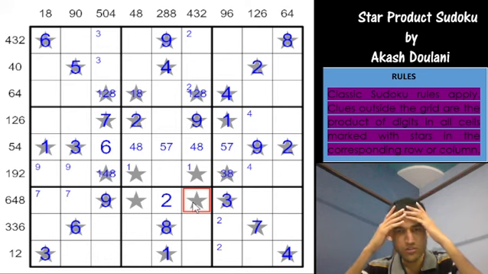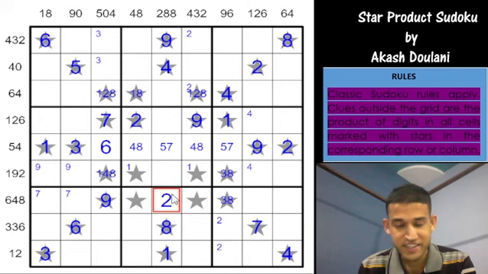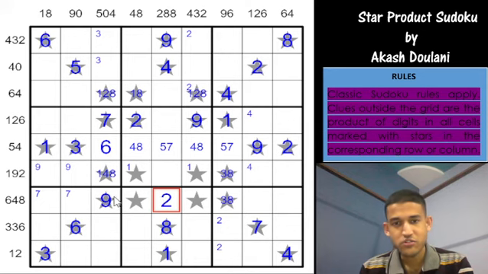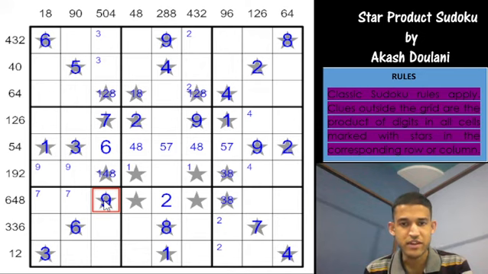Oh, have I broken the Sudoku? Oh, I'm sorry guys, I'm sorry. 2 is not inside the star. Why was I thinking that? For some reason I was assuming that the 2 was on the star. So that gives us 648 by 9. 648 by 9 must be, okay, 648 by 18 was 36. So 648 by 9 must be 72.